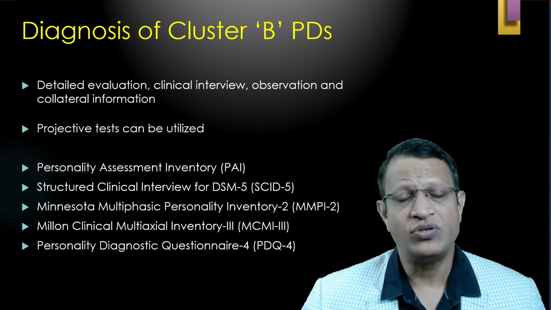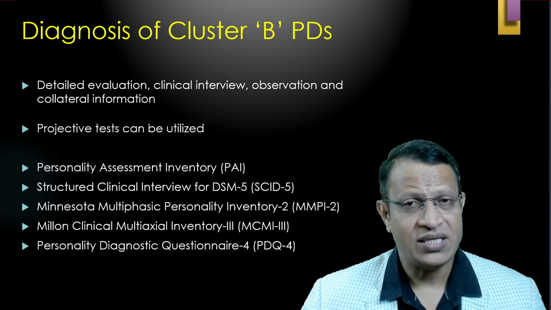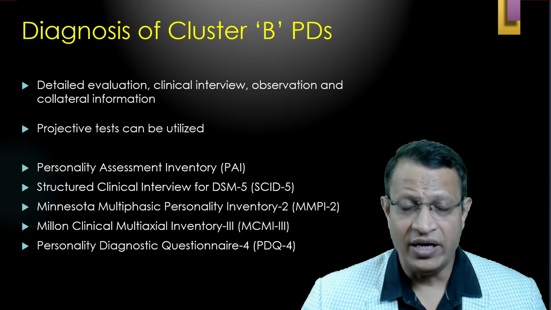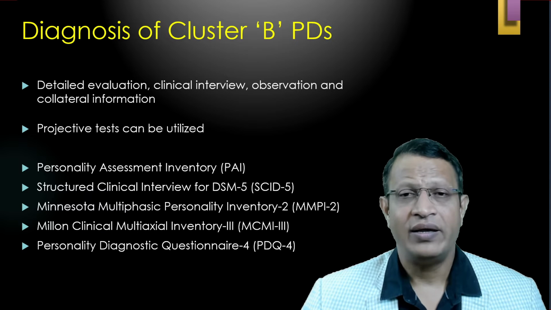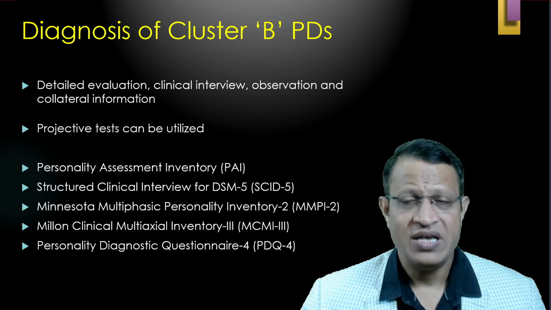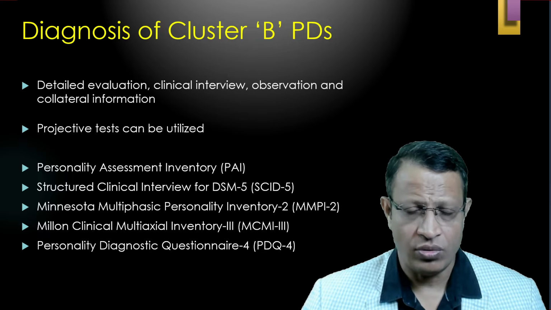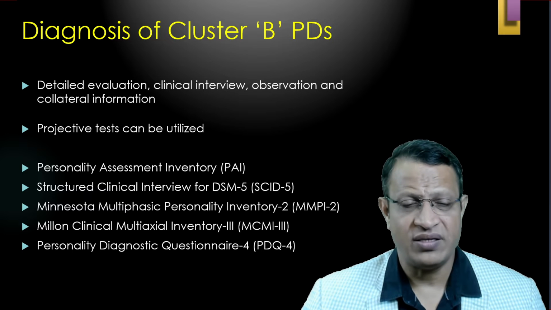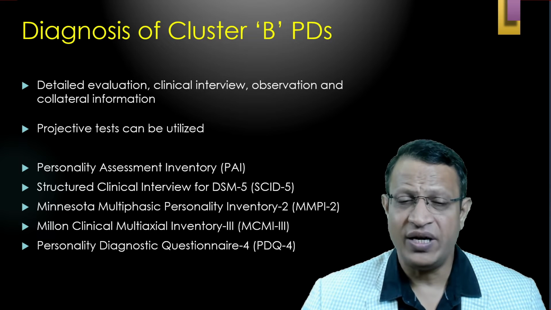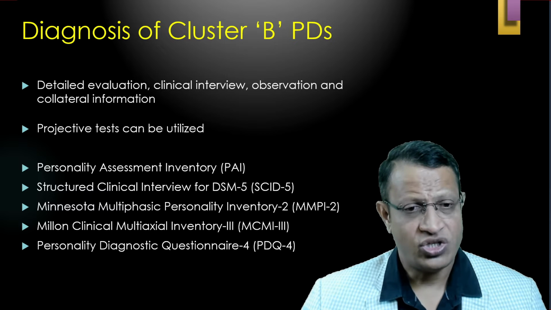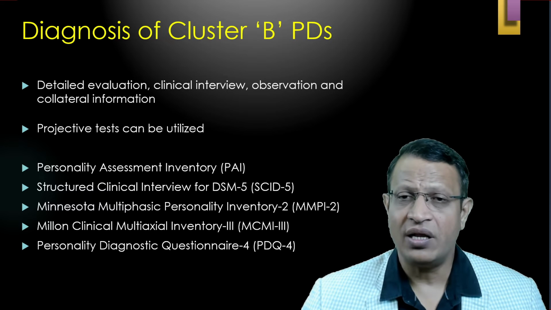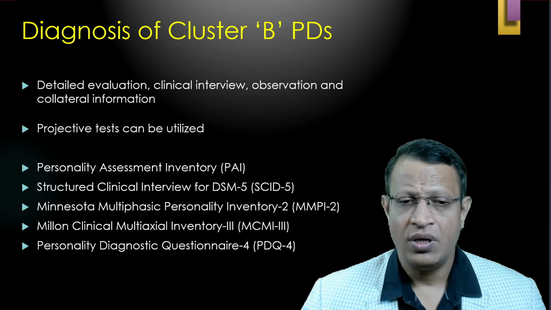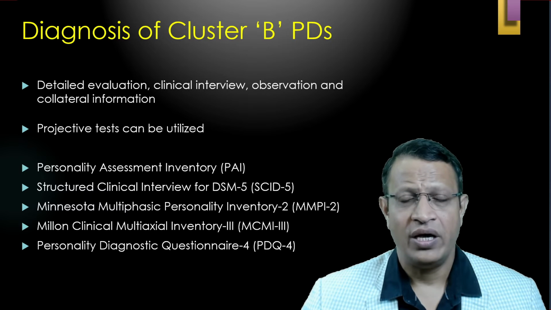Let's look into the diagnosis of cluster B personality disorder. As I mentioned, there should be a detailed clinical evaluation, clinical interview, observation, and gathering of collateral information. Sometimes you can use projective tests also. The general personality assessment tests include the Personality Assessment Inventory, the SCID, that is Structured Clinical Interview for DSM-5, Minnesota Multiphasic Personality Inventory 2, Millon Clinical Multiaxial Inventory 3, and Personality Diagnostic Questionnaire 4.